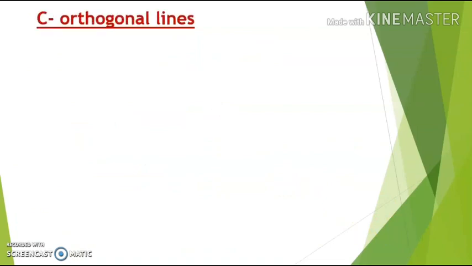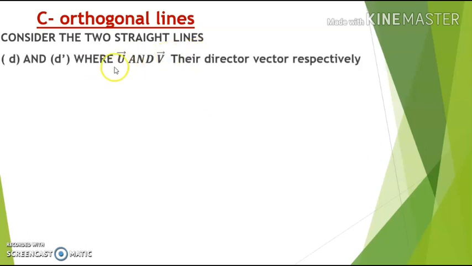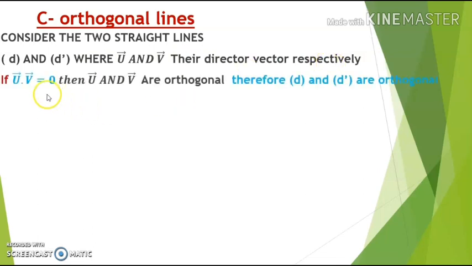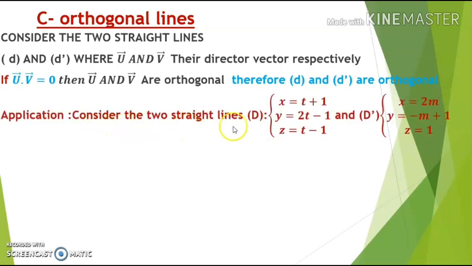Another position of two straight lines is orthogonal lines. Consider the two straight lines d and d prime, where u and v are their director vectors respectively. If u dot v equals 0, then u and v are orthogonal. Therefore, d and d prime are orthogonal. An application about this: consider the two straight lines d of parametric equation x equal t plus 1, y equal 2t minus 1, z equal t minus 1, and d prime: x equal m, y equal minus m plus 1, z equal m, where m and t belong to R.